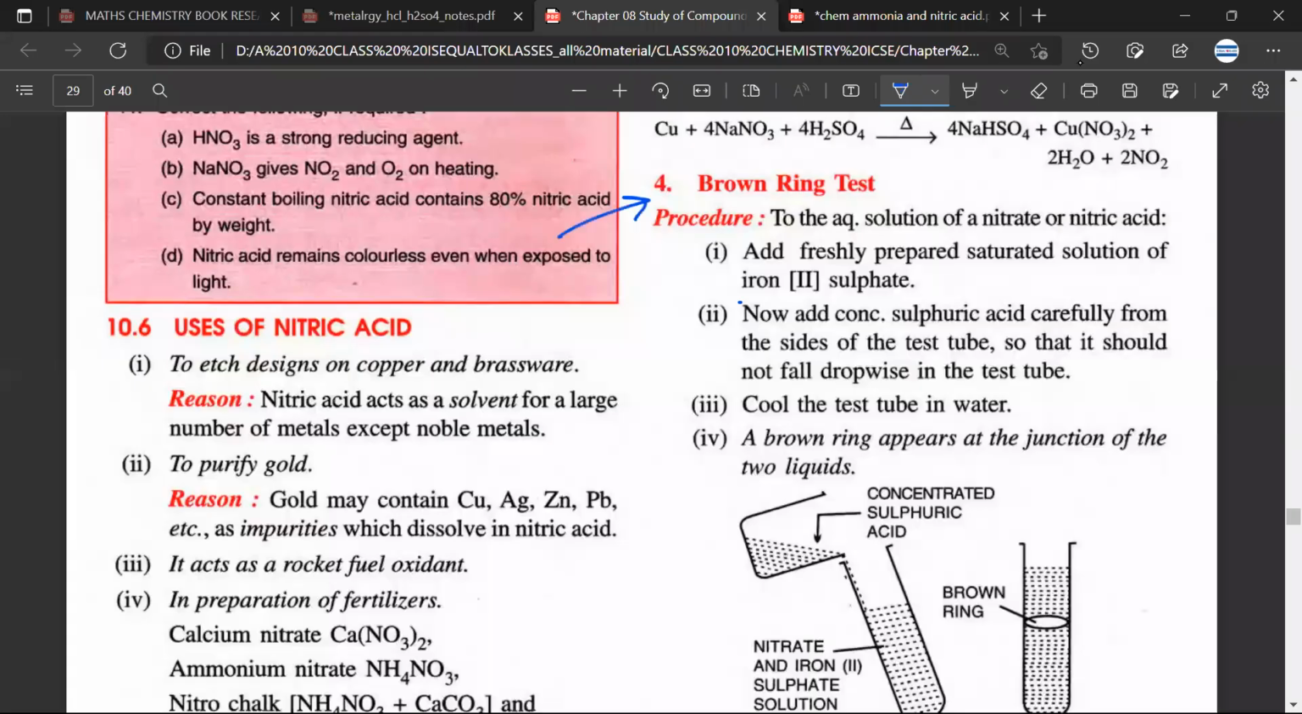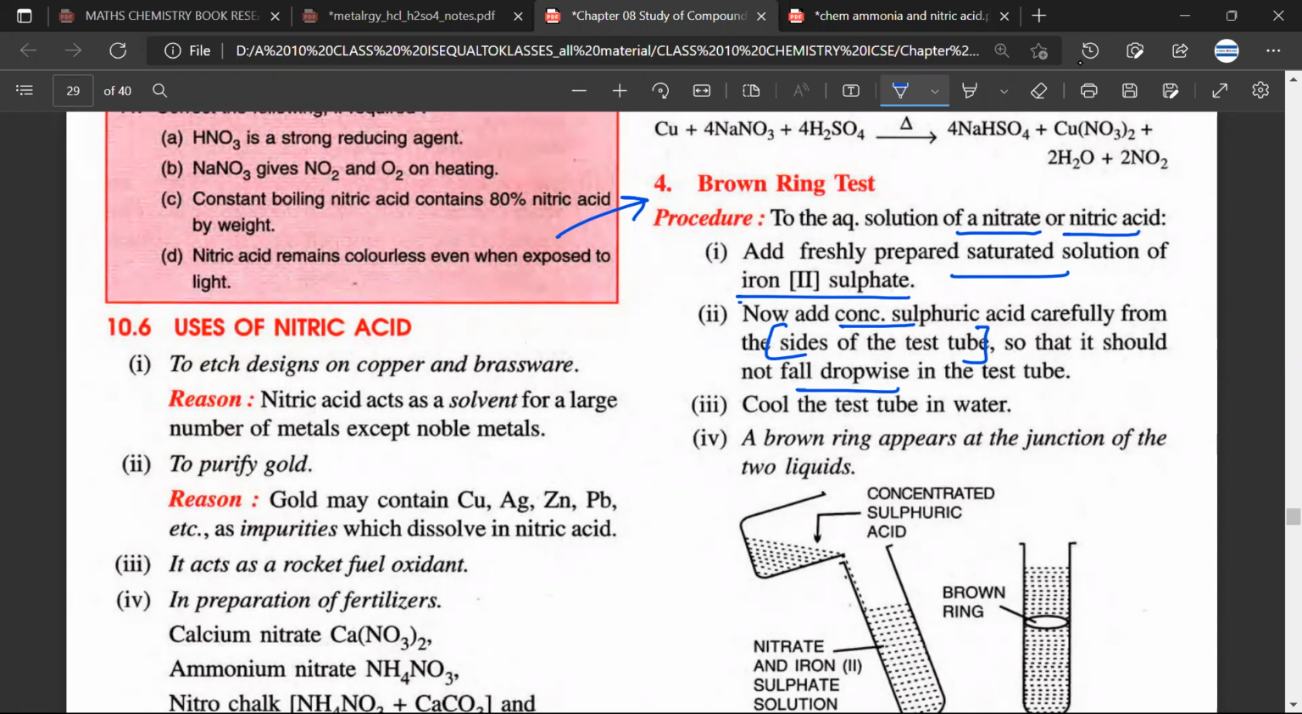Now let's move on to the brown ring test. It's quite simple. To the aqueous solution of nitrate or nitric acid, add freshly prepared saturated solution of iron sulfate. Now add concentrated sulfuric acid carefully from the sides of the tube, so that it does not fall dropwise into the test tube.